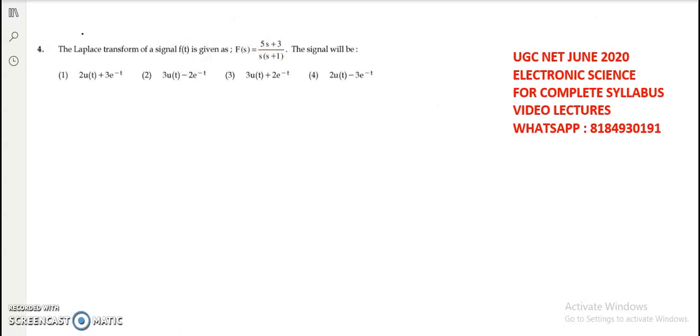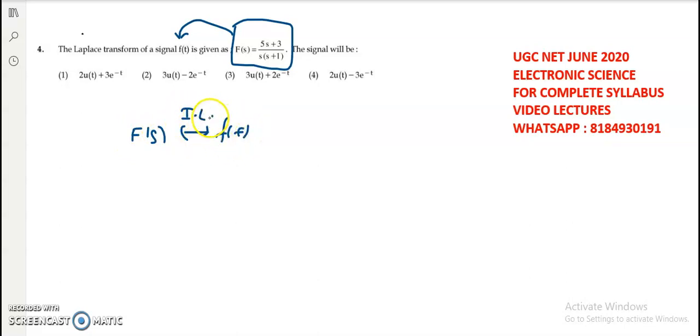Coming to this question, the Laplace transform of a signal f of t is given as F of s is equal to 5s plus 3 divided by s into s plus 3, and the signal will be. That means they have given the Laplace transform and we have to find out the f of t from this Laplace transform function. So if you want to get the f of t from the given F of s, then we have to apply the inverse Laplace transform to the given S domain function.